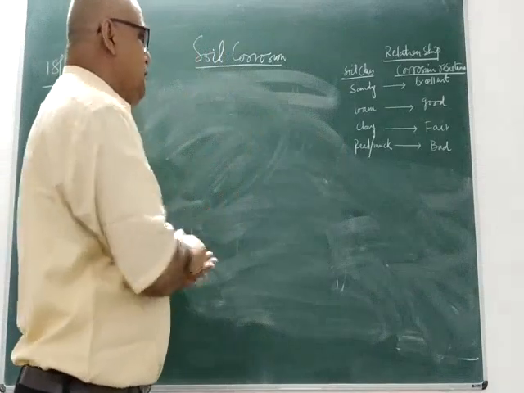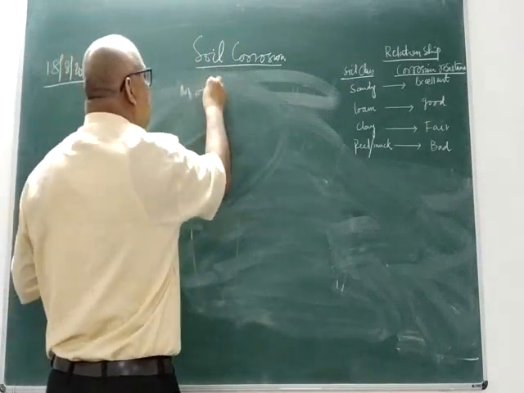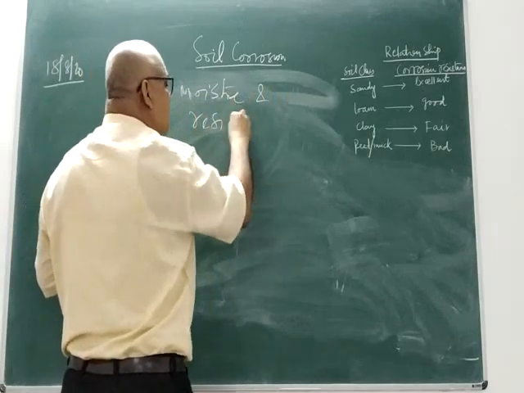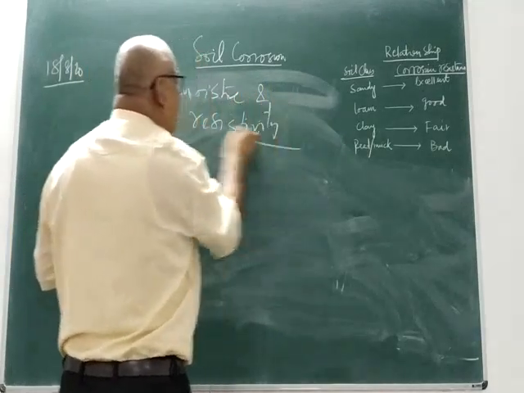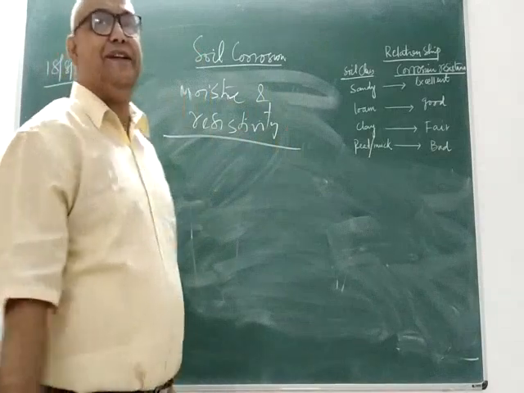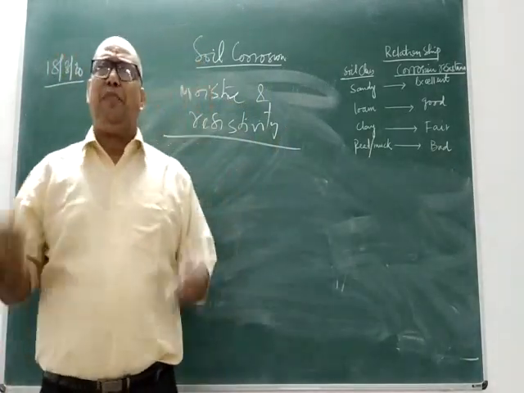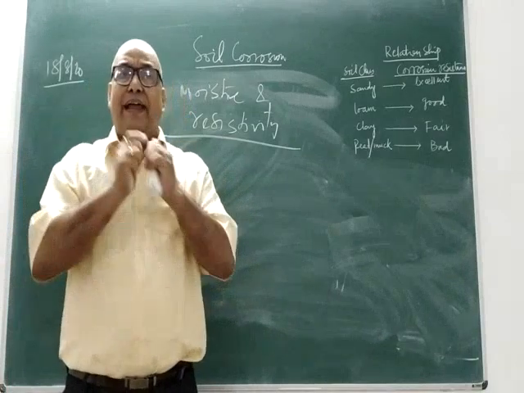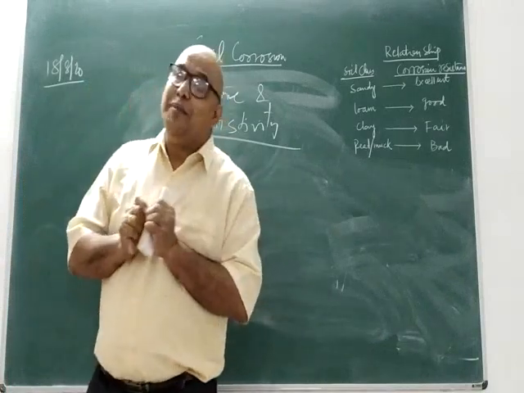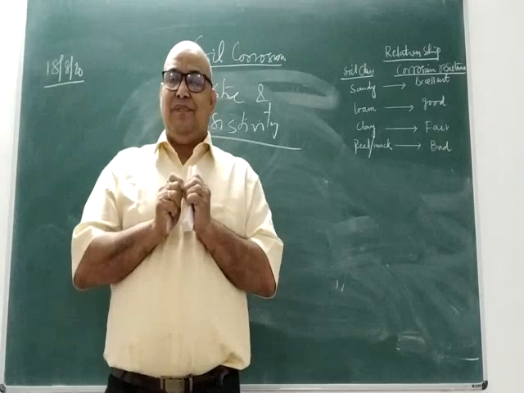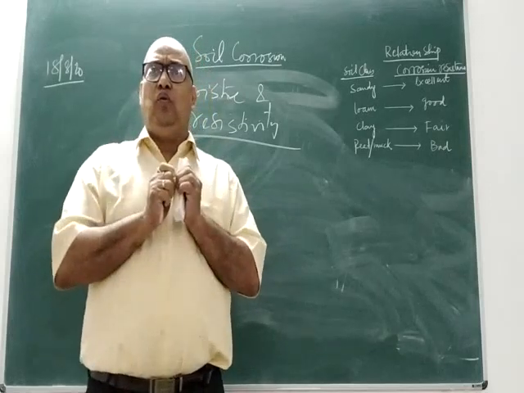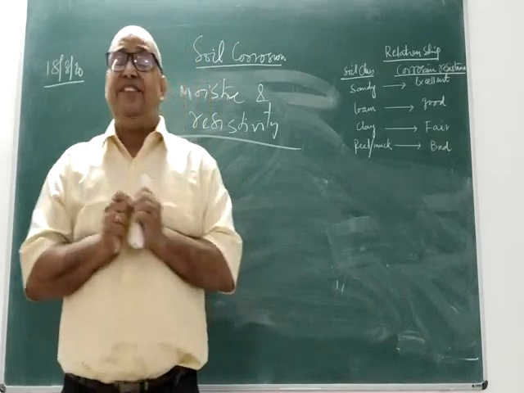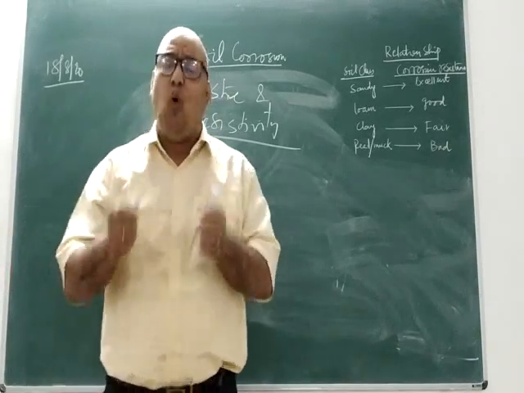Next one is your moisture and resistivity. This is a very important parameter. We know that moisture plays a pivotal role in making an electrochemical cell. And therefore, if moisture content is very high, resistivity of soil will be very low.